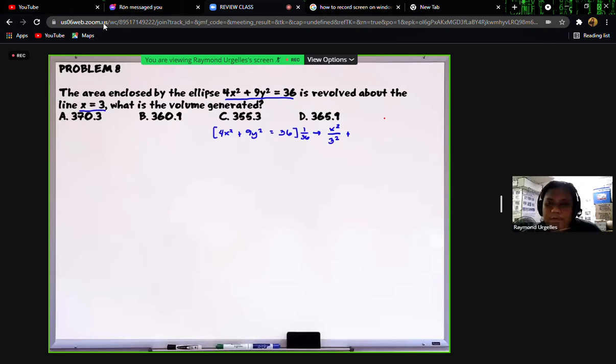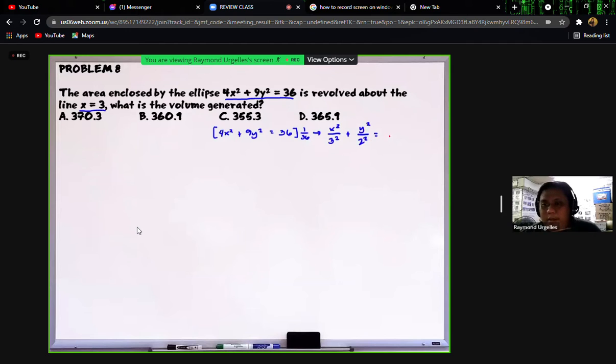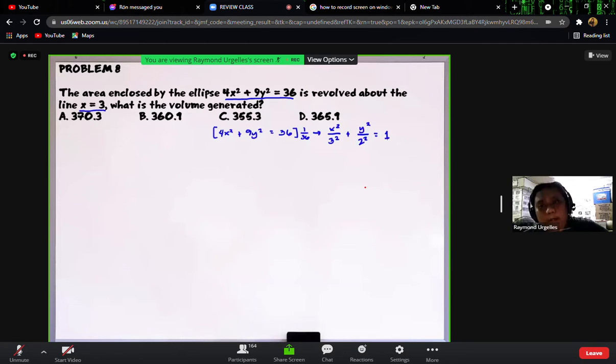4 is 9. Diba? So 9 can be written as 3 squared. So then plus y squared over, so we have 36 divided by 9, that's 4. So 4 can be written as 2 squared. Diba? So then this is equal to 36 divided by 36. So we have 1.